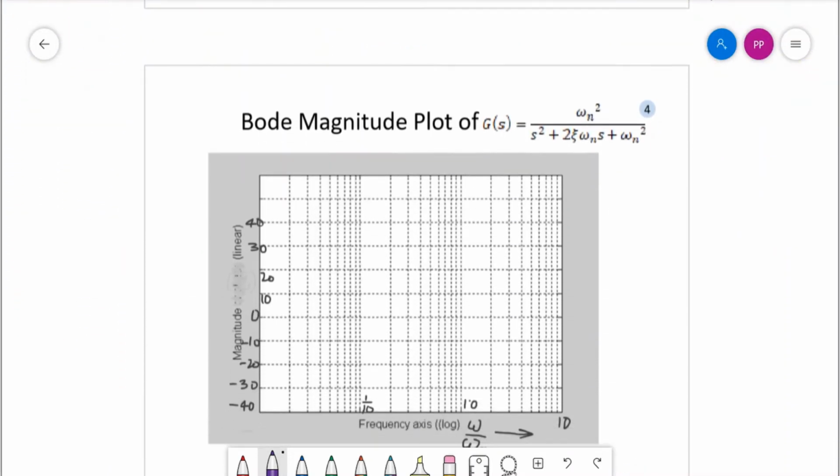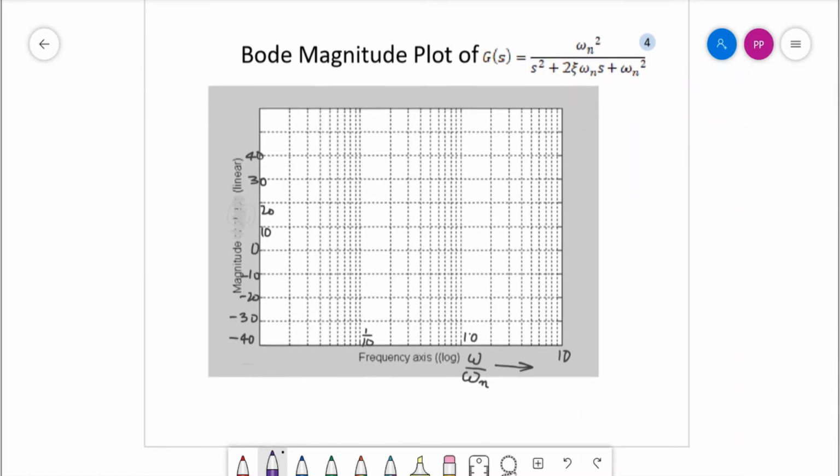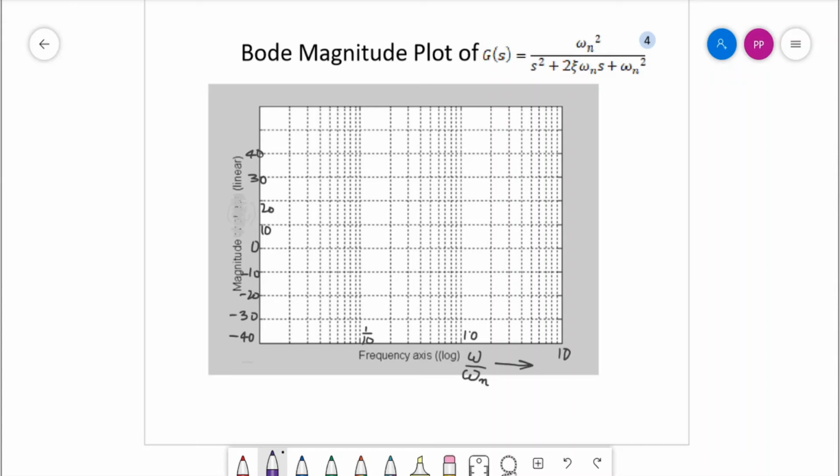Let us draw the plot of it. So this is the semi-log paper on which I can draw the plot. Here you can see that one asymptote is coming from infinity up to the corner frequency. So corner frequency, omega by omega n equal to 1, at which point? Here you can see omega by omega n equals 1.